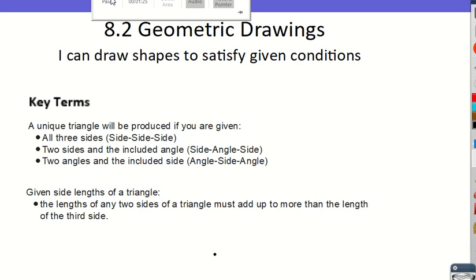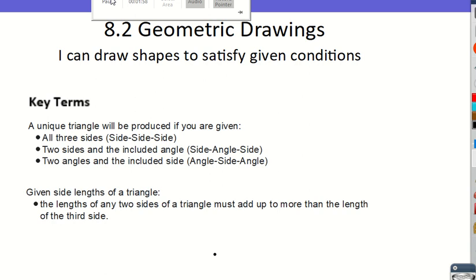The next one is given side lengths of a triangle. So you guys know that a triangle is a three-sided two-dimensional shape, right? When you have three side lengths, the sum of the two smaller sides needs to be greater than the longest side, or the third side. So we basically can say side length 1 plus side length 2 has to be greater than side length 3 for it to form a triangle. And your side length 3 is always the longest of the three.